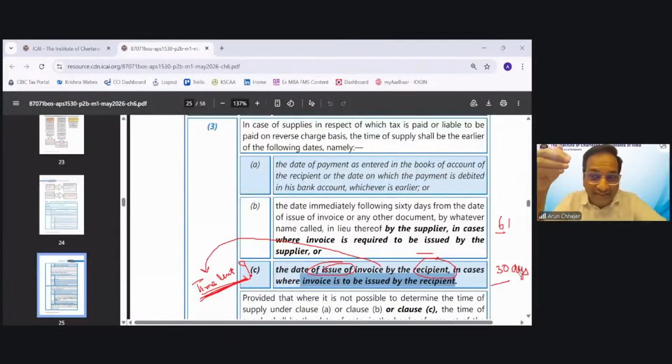Now you see the answer. Once the service has been received, then add 30 days and then you need to make the invoice. Who? The recipient. I hope every point we have touched.